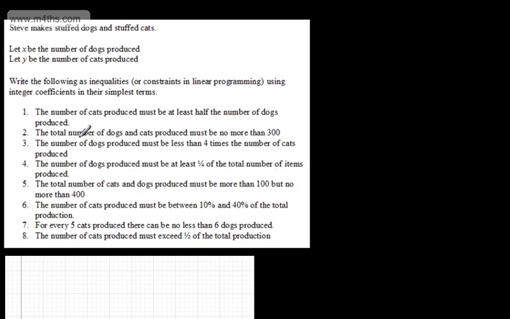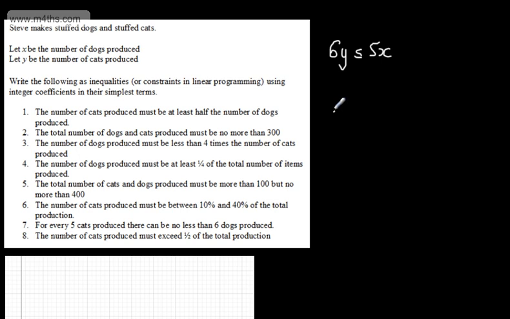Okay, let's go ahead now. The next one we've got here, number 7. For every 5 cats produced, there can be no less than 6 dogs produced. Okay, what we're going to have here is 6Y equal to or less than 5X. Let's think about this logically. For every 5 cats produced, there can be no less than 6 dogs produced. This is the inequality that we wanted.